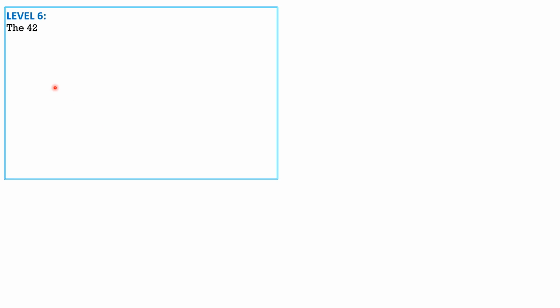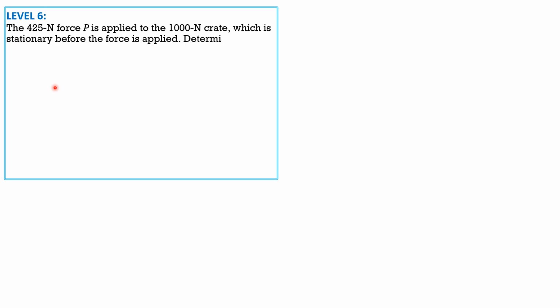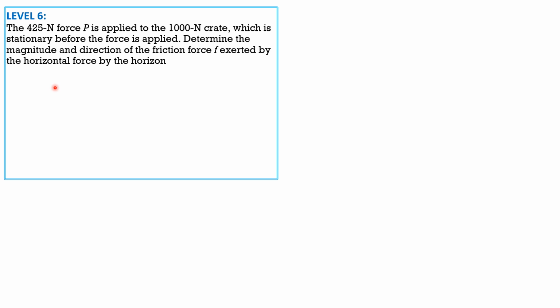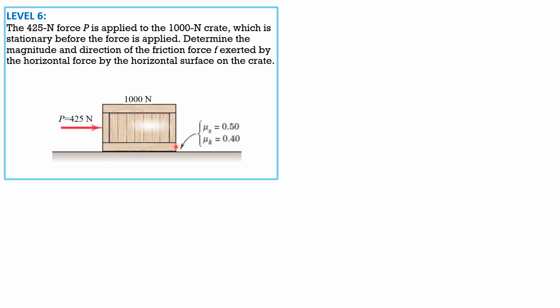Level 6. The 425 Newton force P is applied to the 1000 Newton crate, which is stationary before the force is applied. Determine the magnitude and direction of the friction force F exerted by the horizontal surface on the crate. So here is the given figure. We have a 1000 Newton crate pushed by the 420 Newton force horizontally, and we have coefficient of static friction 0.5, coefficient of kinetic friction 0.4.